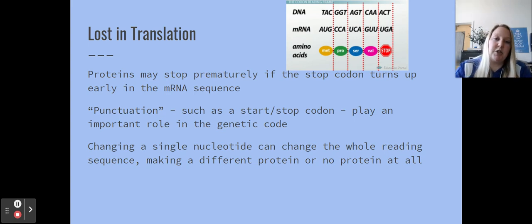Proteins may stop prematurely if they read their reading frame incorrectly and reach a stop codon early in the mRNA sequence. This is why punctuation, capitalizing your first protein with methionine, and ending with a period with your stop codon plays an important role in the genetic code. Changing just one single nucleotide can change the whole reading sequence, making a different protein or making no protein at all.